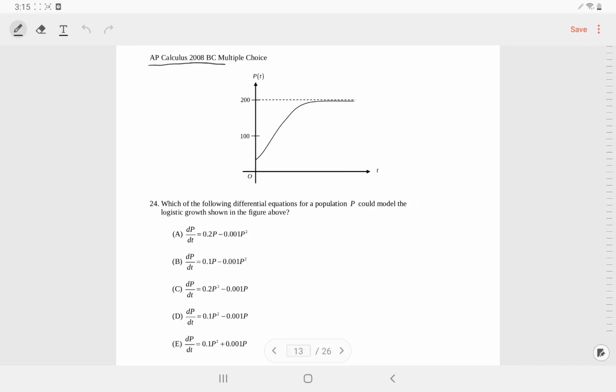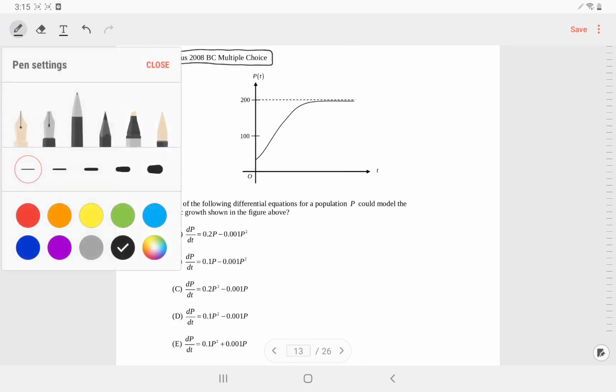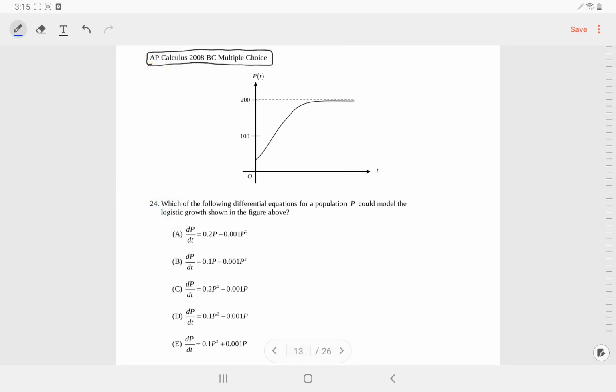Hello, we're still working on the 2008 multiple choice. Okay, I'm having too much fun doing these problems.